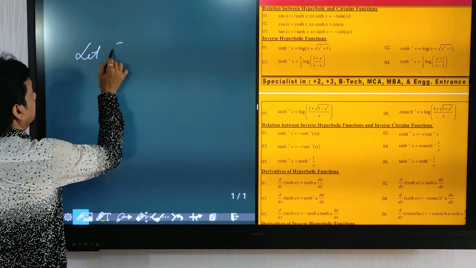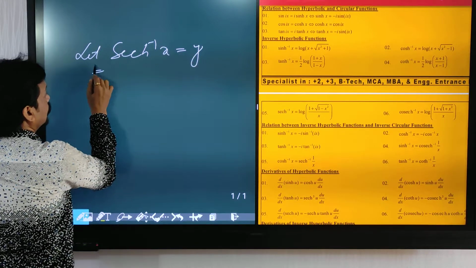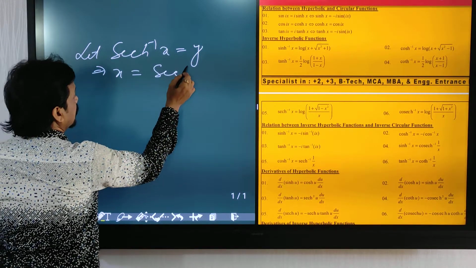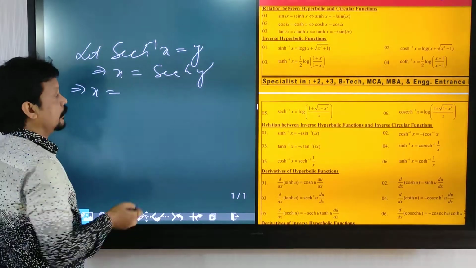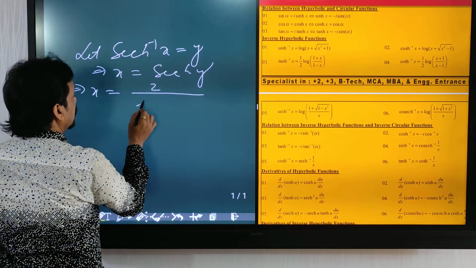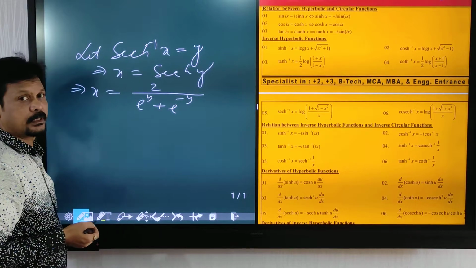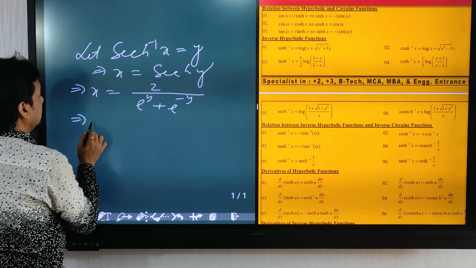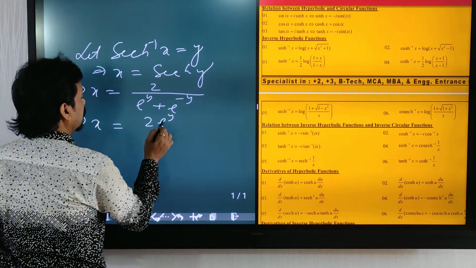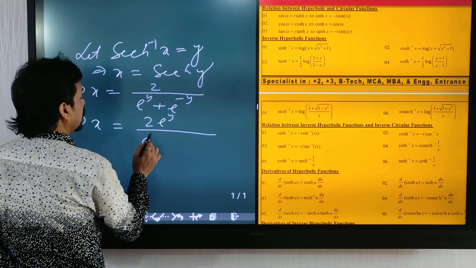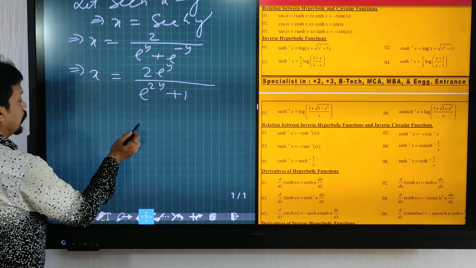Let sech inverse x be equal to y. So x is equal to sech y. And what is the formula for sech y? 2 by e to the power y plus e to the power minus y. Clear? I am multiplying e to the power y in the numerator and denominator. So it will become 2 into e to the power y over e to the power 2y plus 1. Then simply cross multiply.